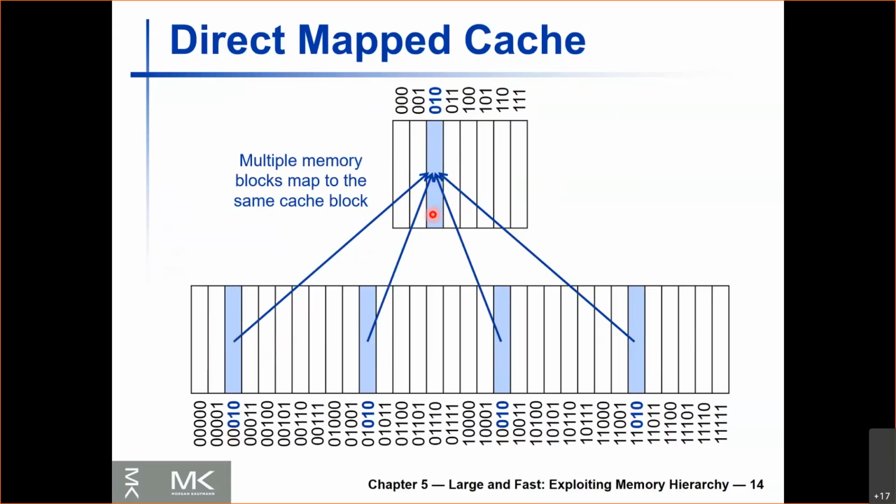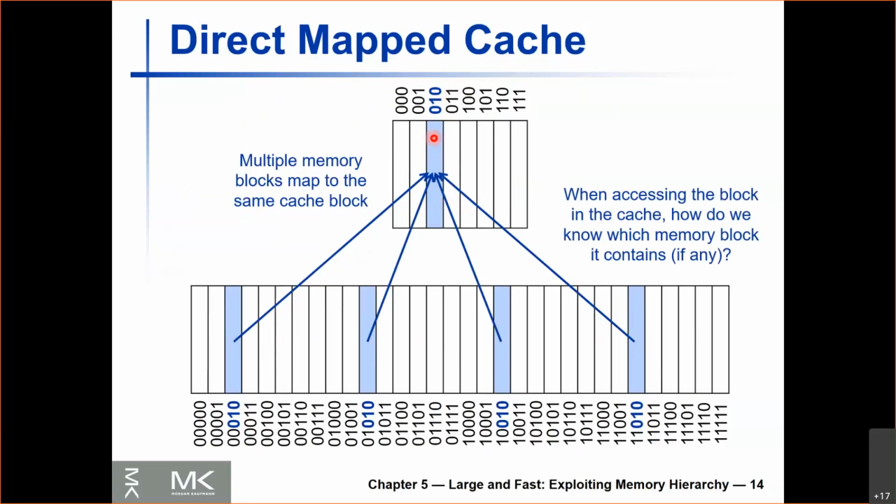So since we can only put one of them at a time, the question is, if the processor comes to access this cache, at the cache line or cache block at index 010, how is the processor going to know if this cache block at 010 refers to the memory block at 00010, or the memory block at 01010, or the memory block at 10010, or the memory block at 11010? We need a way to differentiate between these. We need a way to figure out which of these blocks in memory the block in the cache refers to at a given point in time. So how can we do this?